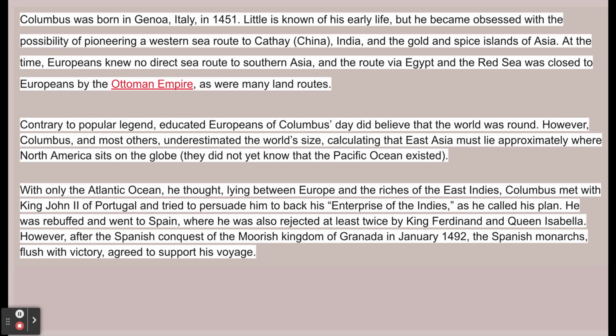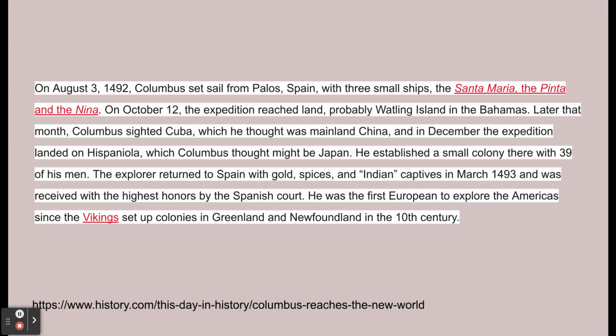However, after the Spanish conquest of the Moorish kingdom of Granada in 1492, the Spanish monarchs, flushed with victory, agreed to support his voyage. So on August the 3rd, 1492, Columbus set sail from Palos, Spain, with three small ships, the Santa Maria, the Pinta, and the Nina. On October 12th, the expedition reached land, probably Watling Island in the Bahamas.